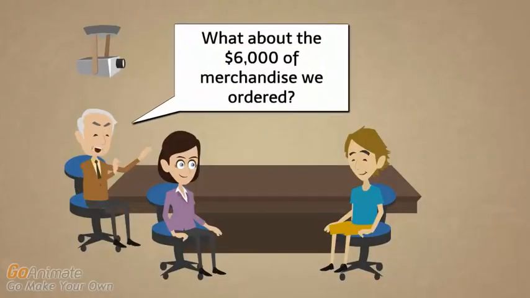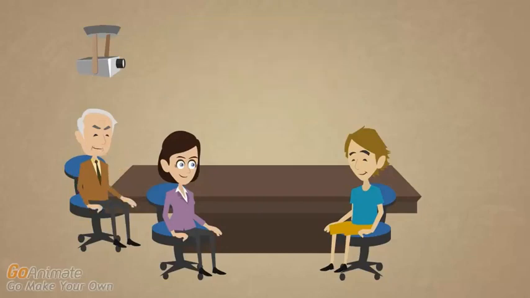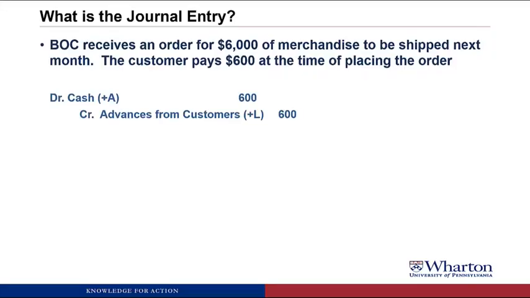What about the $6,000 of merchandise we ordered? Don't we have to account for that? No, we only account for the $600 because that's the only part where there's been a transaction exchange, because we received $600 cash. For the other $5,400, that's all future stuff. That's all promises. We don't have a liability yet because there's no obligation that's based on benefits or services that we've received. Not until we exchange cash, goods, or services equal to $5,400 in the future will we have to record that part of the transaction.